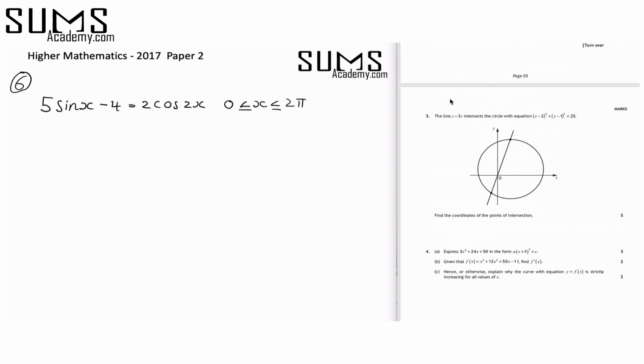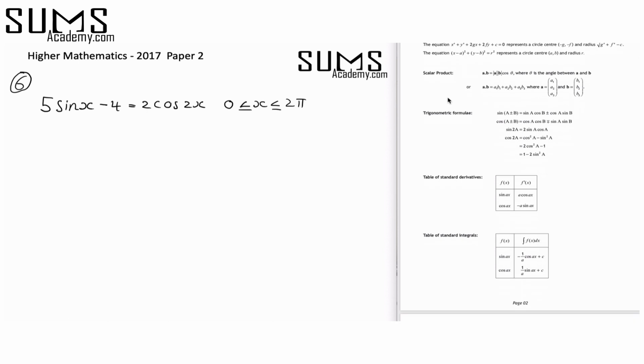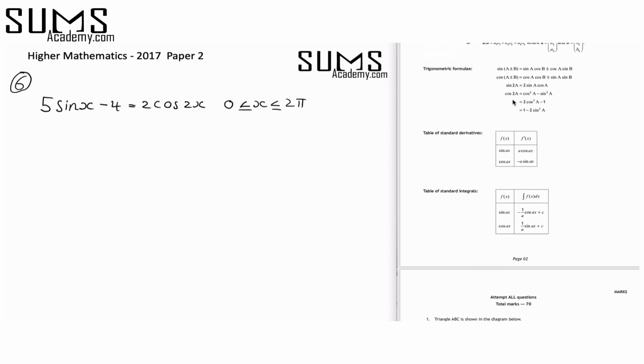So what you're going to do is you can go up to your trigonometric formulas, and we can choose the best one. Well, the only one that has only sine terms is this one here. So we want to substitute this equation back into here. So this then becomes 5 sine x minus 4 equal to 2, and then you substitute this in, so 1 minus 2 sine squared x.